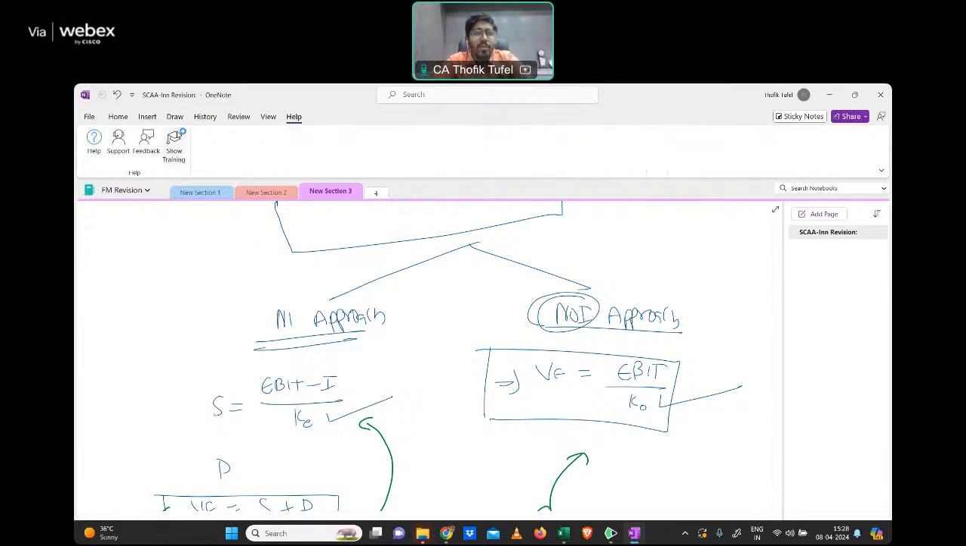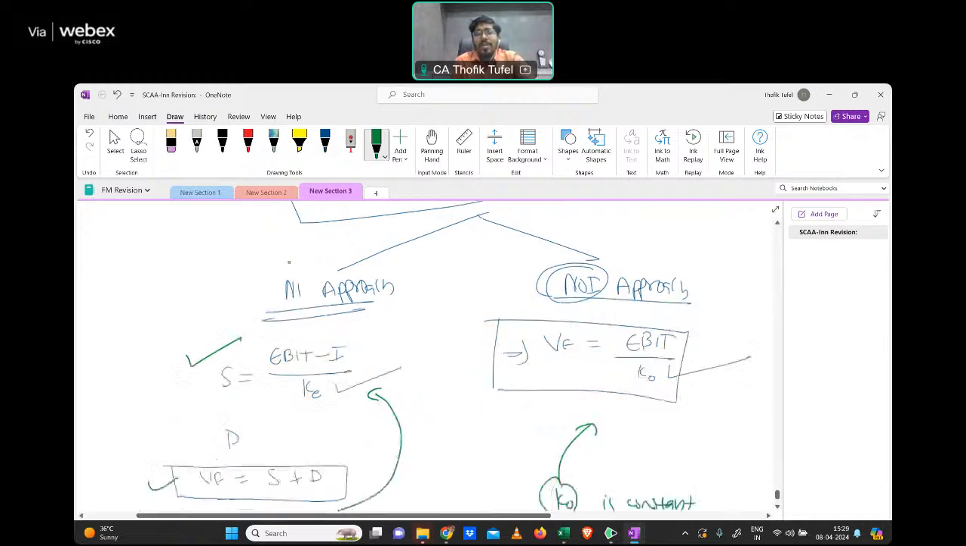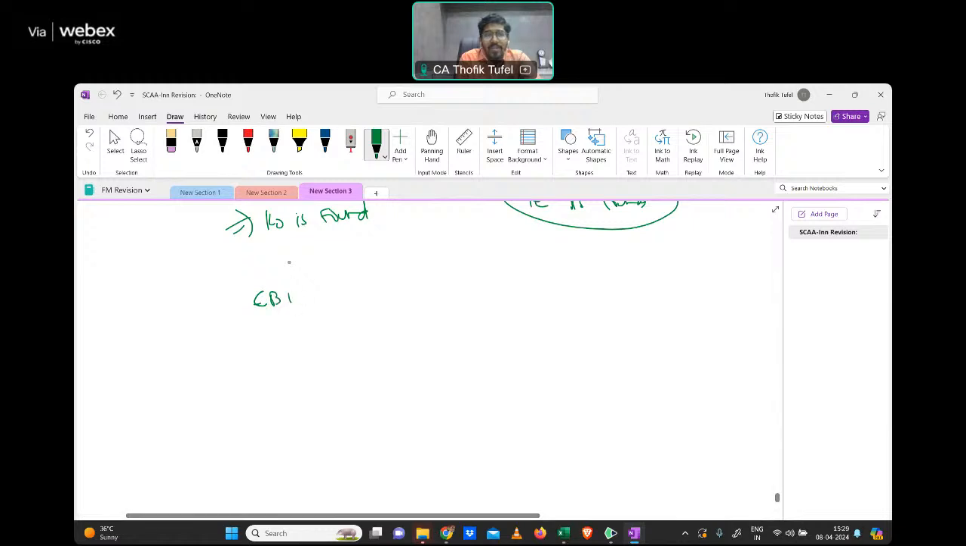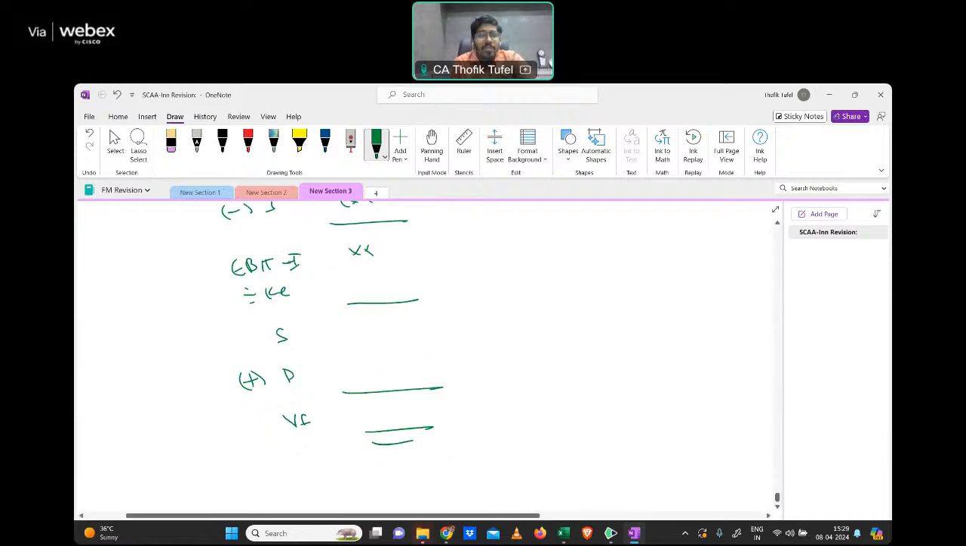So net income approach: now you're finding value of the firm using net income. First find the net income, EBIT minus I, divided by KE. So the steps: first find EBIT, then minus interest, then divide by KE. Once you do EBIT minus I divided by KE, you will get the value of equity. Then just add debt, you will get the value of the firm. Here KE is something that will be given.